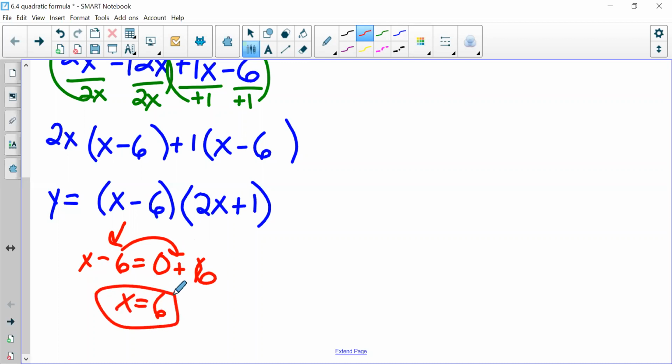That one was easy, okay? But look at this one here, because that 2 gets a little bit tricky. So if I algebraically solve for this, how would I isolate for x?